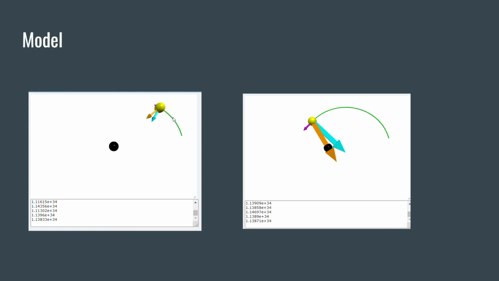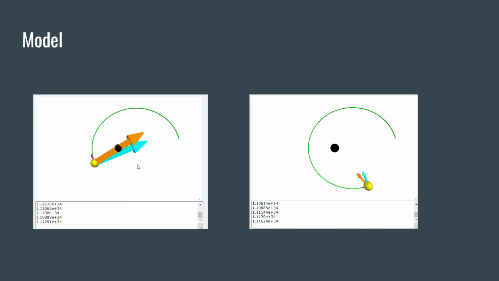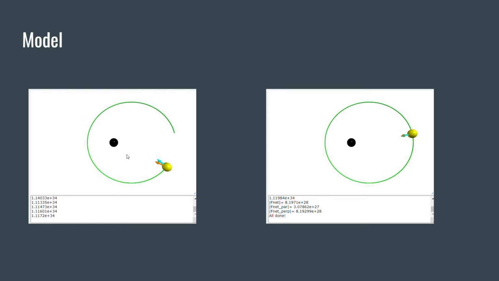Here is the trajectory over time of the star as it orbits around the black hole. These numbers represent the model looping and estimating the mass of the black hole as it goes through each data point. Here we can see its trajectory. These arrows represent the net force in orange, the perpendicular component of the net force in cyan, and the parallel component in magenta. So we can see how it changes in magnitude over time as it gets closer to and further away from the black hole. And here we calculate the total net force as well as its parallel and perpendicular components.